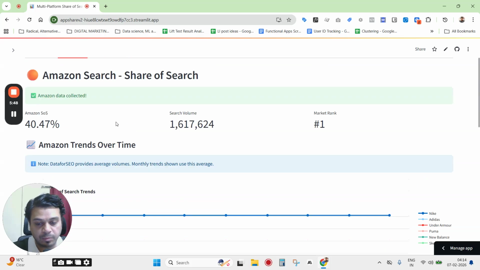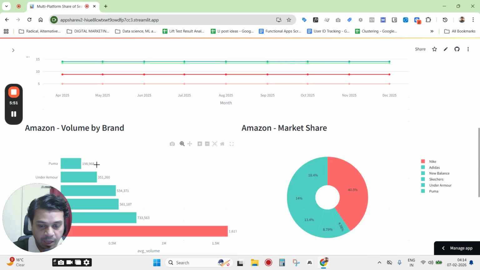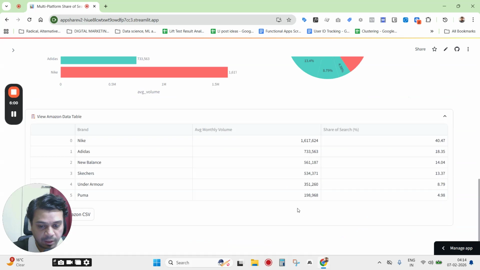That's your share of search, by the way. That's how it has been plotted among all the values. So the actual volumes are given here. Nike also dominates on Amazon, not surprisingly. Again, the same way, the pie chart and the raw data table are given here, and you can also download that.